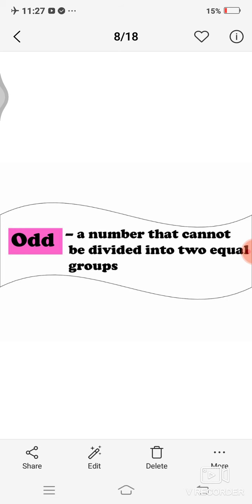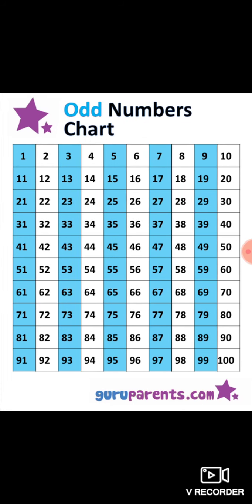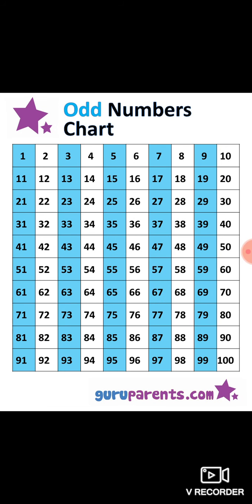So the next one is odd. Odd number is nothing but a number that cannot be divided into two equal groups. The same way, the odd number chart is given. The numbers from 1 to 100 which are highlighted vertically in blue color are called odd numbers.